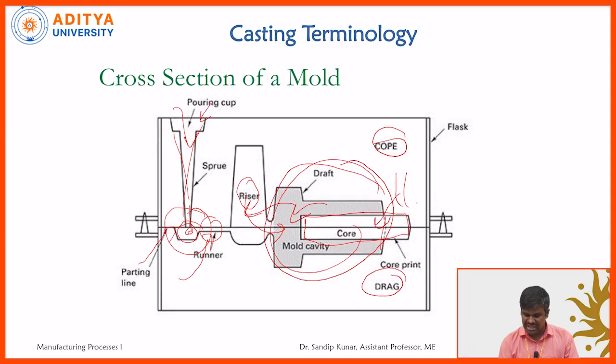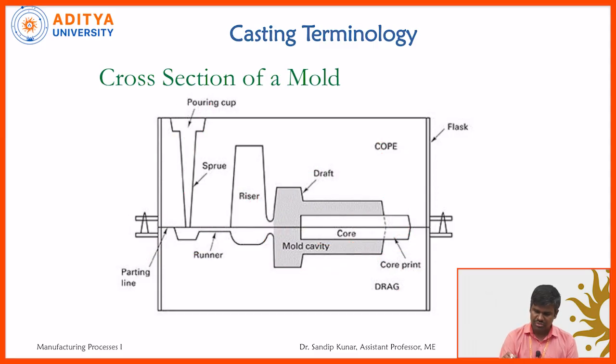After the core we put the core print. The core print is used to support the core in the mold cavity. Sometimes, beyond the core print, we use chaplets. Chaplets are also used to support the core in the mold cavity. So these are the parts of the gating system, or we can say the casting terminology.